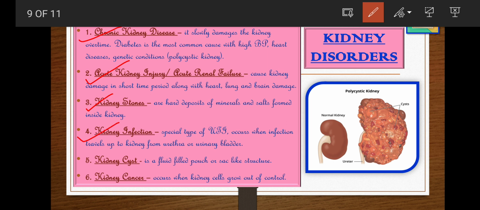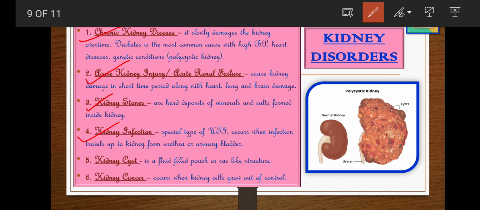Next is kidney infections. A kidney infection is a special type of UTI, that is urinary tract infection, which typically occurs in any part of the urinary tract, that is the kidney, ureter, urinary bladder, or urethra. A kidney infection occurs when the infection from the urethra or urinary bladder travels upwards to the kidney. Less commonly, the infection may spread there.